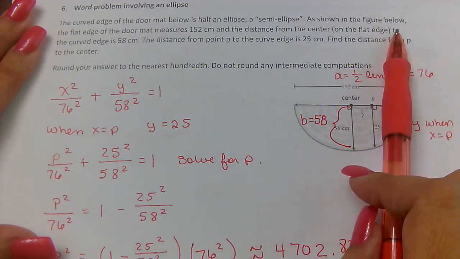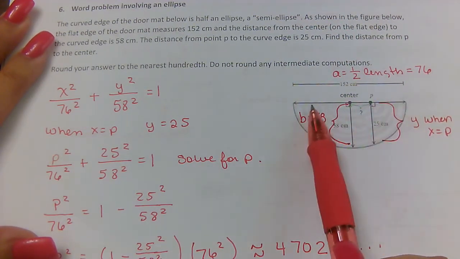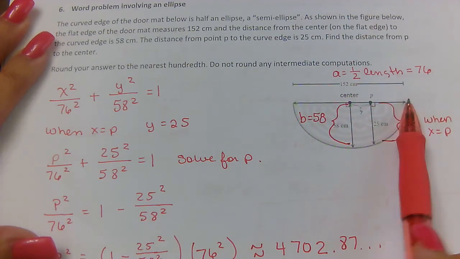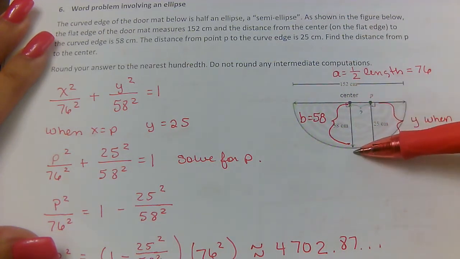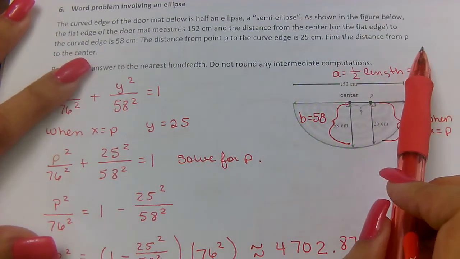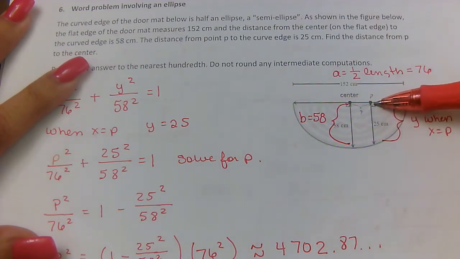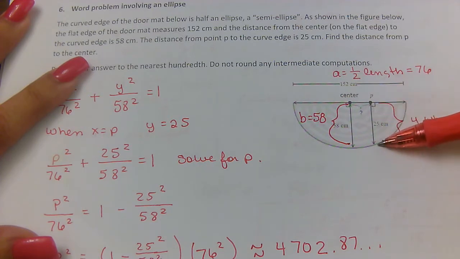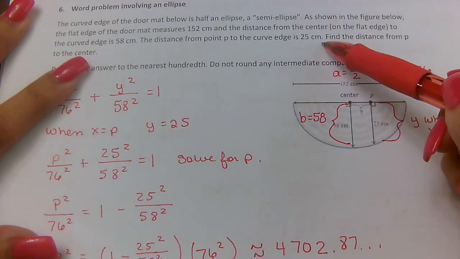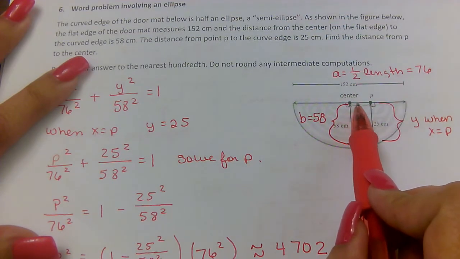So basically here is showing a figure of a doormat that measures 152 in length. It also gives us what our b is here, the distance from the center to the edge of the mat being 58. We need to find the distance p from the center where the y is going to be equal to 25 centimeters. So what we're looking for is this distance here.